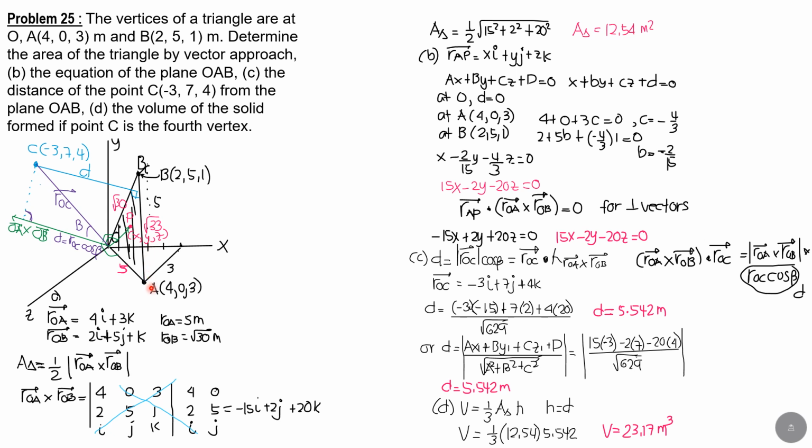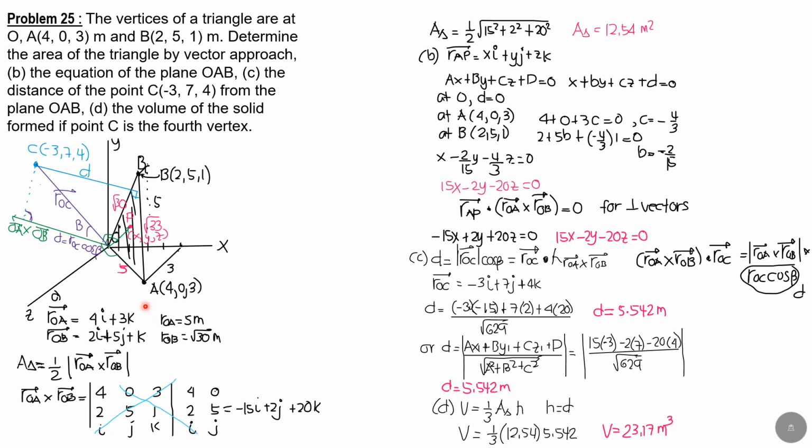While distance AB, this is point B minus A: 2 minus 4, so 2 squared plus 5 squared plus quantity 1 minus 3 squared. 2 squared is 4 plus 5 squared, 25, so 29, plus another negative 2 quantity squared, the square root of 33 meters. So I just explained it here. No need to show the solution.